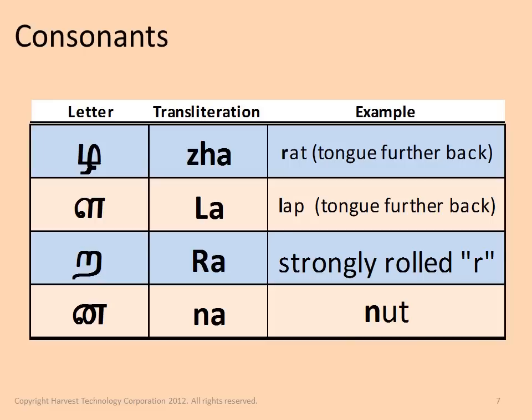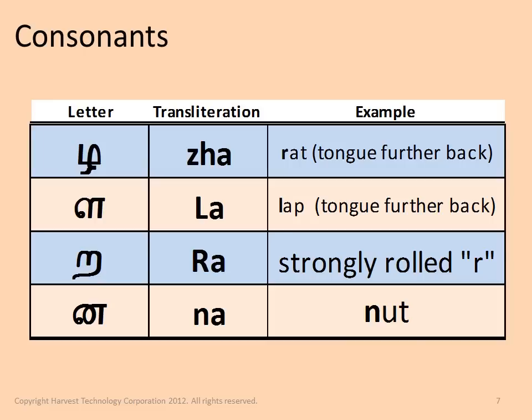The next consonant is L. It's an L sound, like in the word lap, except the tongue is further back on the roof of the mouth. The next letter is R. It's similar to the R before, except it's stronger, harder, and also rolled.